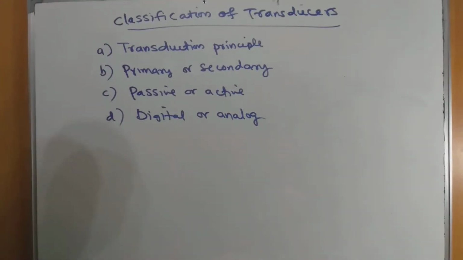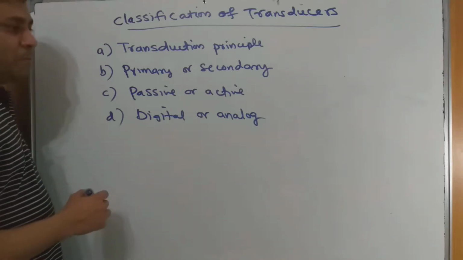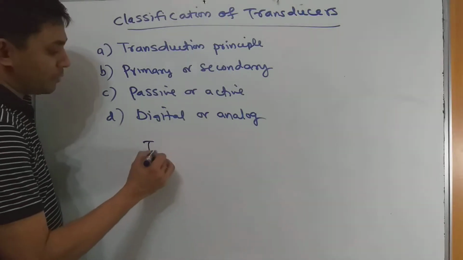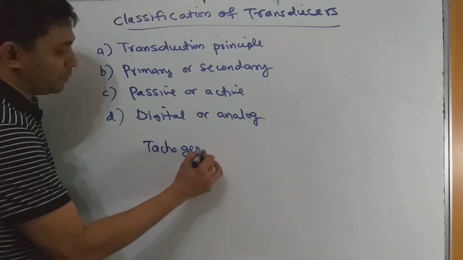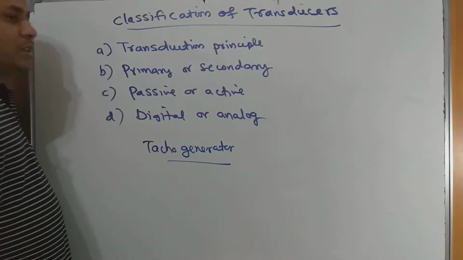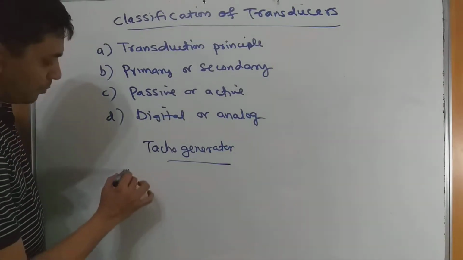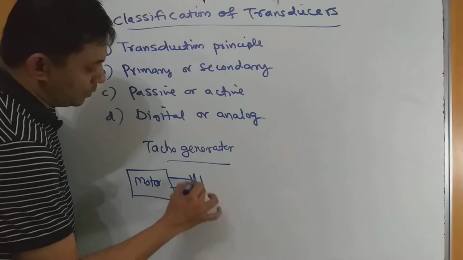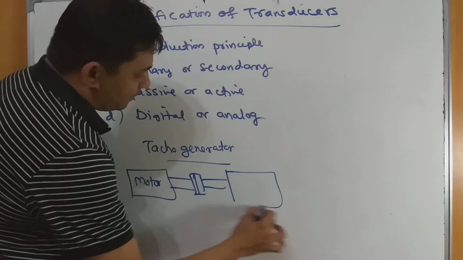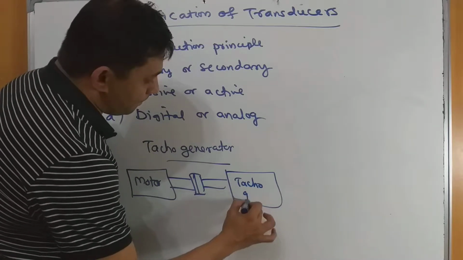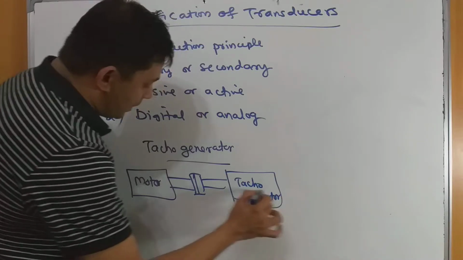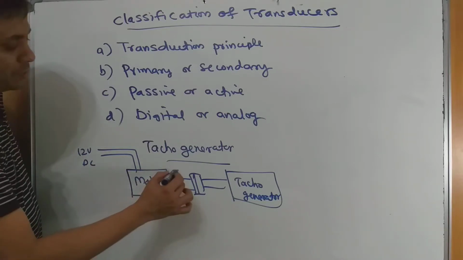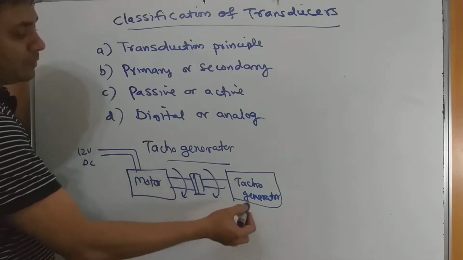So whether it's analog or digital. There are transducers which are available in the form of an analog output. For example, if you are using a tacho generator or tacho motor, normally that can be used for the measurement of speed. So suppose we have a motor here whose speed has to be measured. In order to measure it, we are going to couple a tacho generator here. Assume that this motor is connected to 12 volt DC, and the motor is running at a certain speed.